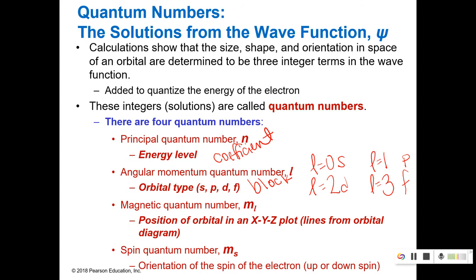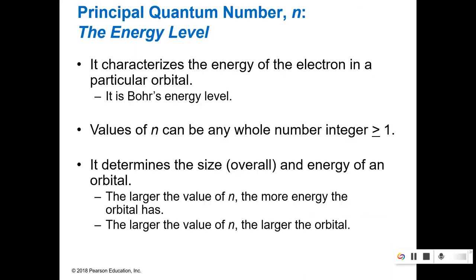The ML is a little bit more complicated. This has to do with the orbitals. Those are the lines. And then the MS is the spin, whether the arrow is pointing up or down when you draw the orbital diagram.